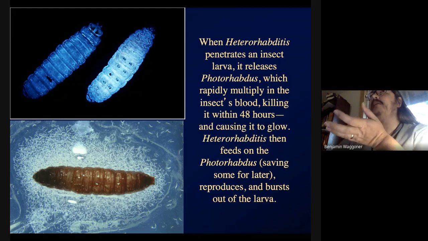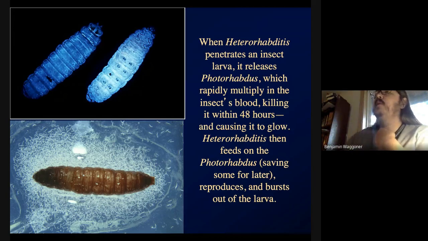Once they're inside, they don't actually feed on the bug. What they do is molt and release Photorhabdus, release the bacteria. And it's the bacteria that multiply within the insect's bloodstream. Within 48 hours, the insect is dead of massive infection. And since, incidentally, Photorhabdus is bioluminescent, the dead insect glows.